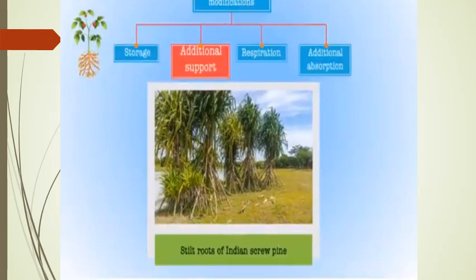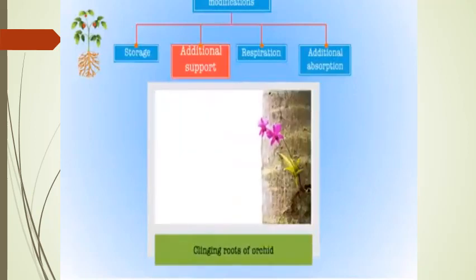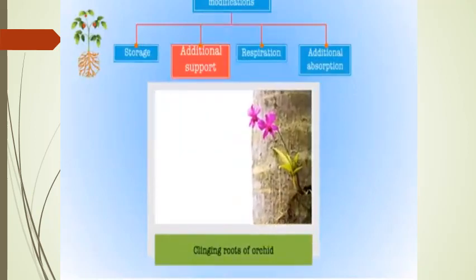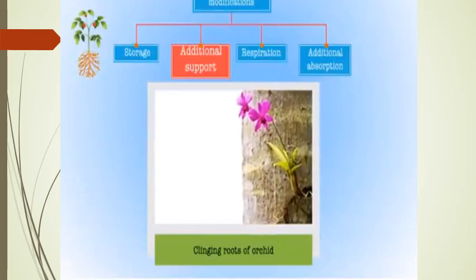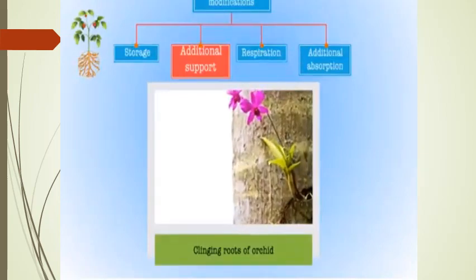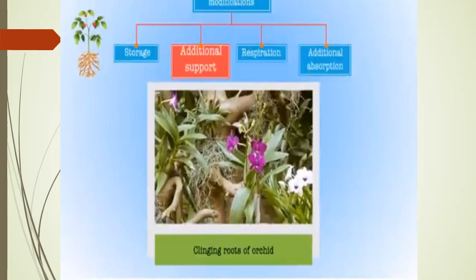Screw pine or pandanus plant has stilt roots. The plant develops roots that grow obliquely downward. These roots act as stilts and provide mechanical support to the plant.